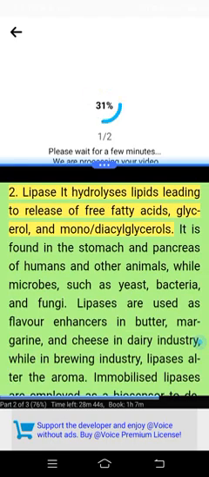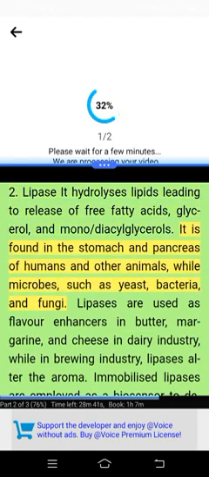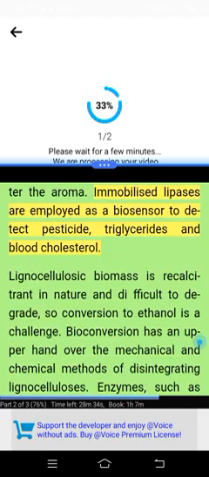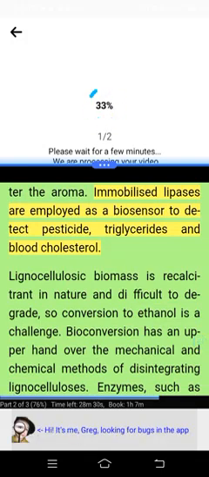2. Lipase. It hydrolyzes lipids, leading to release of free fatty acids, glycerol, and mono- and diacylglycerols. It is found in the stomach and pancreas of humans and other animals, as well as in microbes such as yeast, bacteria, and fungi. Lipases are used as flavor enhancers in butter, margarine, and cheese in the dairy industry, while in the brewing industry, lipases alter the aroma. Immobilized lipases are employed as a biosensor to detect pesticides, triglycerides, and blood cholesterol.